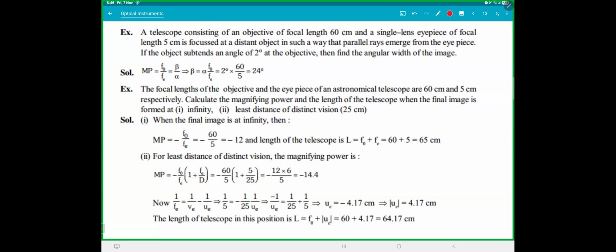First one is clear, straightforward substitution. Second one is at infinity, so there's a normal adjustment. Second thing is the far point formula and the near point formula: F naught by FE times 1 plus FE by D. This is what I was worried about, that they'll pop up something like this and you have no idea how to handle this. Clear with this? So if you know your formulas, you'll get the answers.